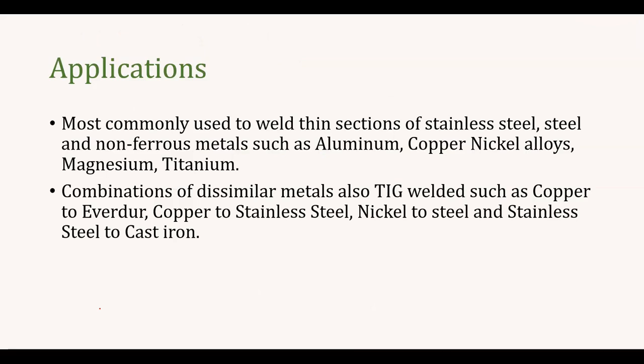Coming to the applications, it is most commonly used to weld thin sections of stainless steel, steels, and non-ferrous materials such as aluminum, copper, nickel alloy, magnesium, and titanium. Most reactive materials can be welded using this. Combinations of dissimilar metals can also be TIG welded, such as copper to brass, copper to stainless steel, nickel to stainless steel, and stainless steel to cast iron. In all the other three processes, only the same material can be welded, but using this TIG process we can weld two dissimilar materials also. This is one of the important applications of the TIG process.